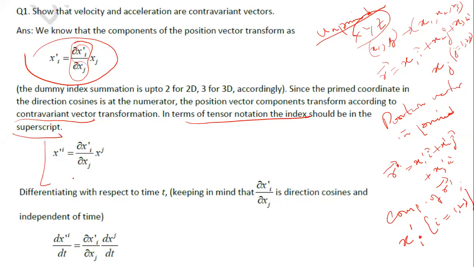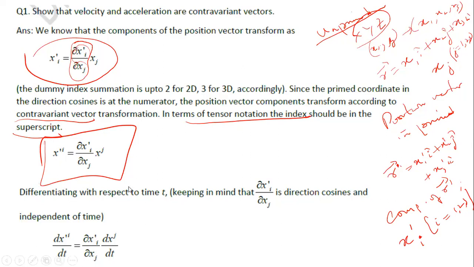Okay, so this is the correct way of writing the component of the position vector, because they follow what is called the transformation rule for a contravariant vector. Now, in order to get a velocity, we simply have to differentiate the position vector.